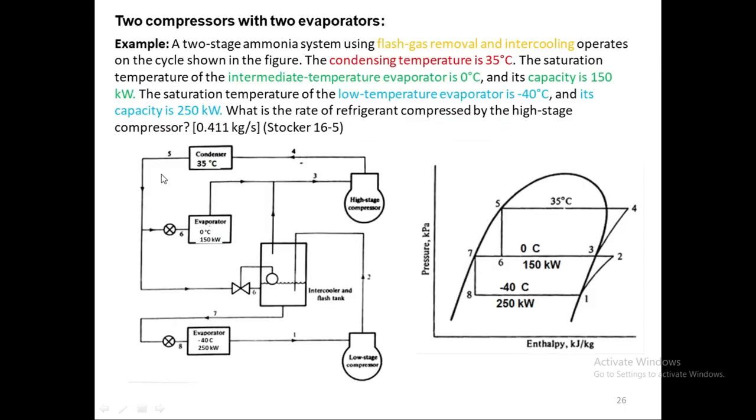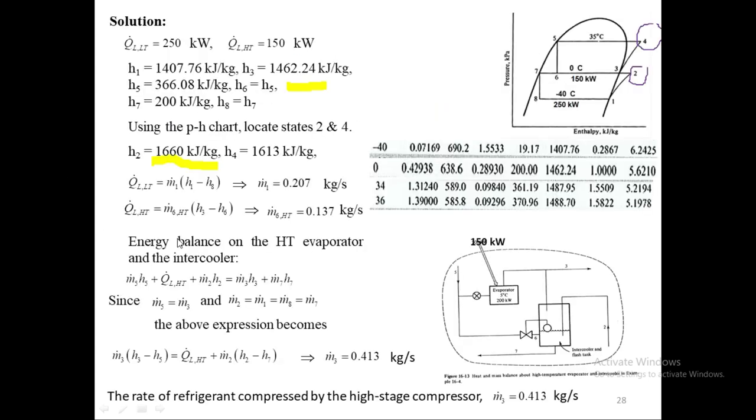This is 3 here. The same mass is going into the high stage compressor, and then the same mass will come out and go to the condenser, and the same mass will come out here. So M dot 3 and M dot 5 have to be the same.